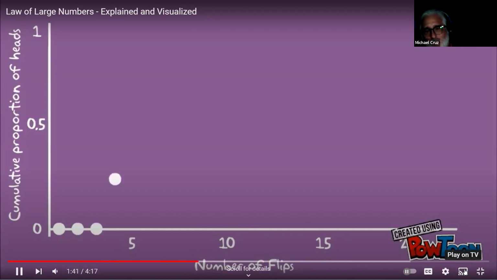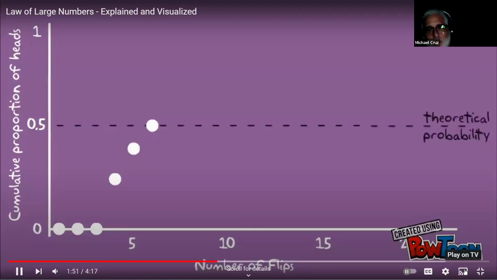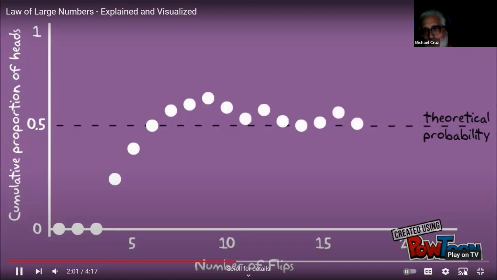Then heads, now we have 1 heads out of 4 flips, 25% heads. Flip again and it's heads, 40%. Heads again, and we finally hit our theoretical probability of 50% for the first time. Let's keep going. This graph shows the observed probability approaching the theoretical probability.